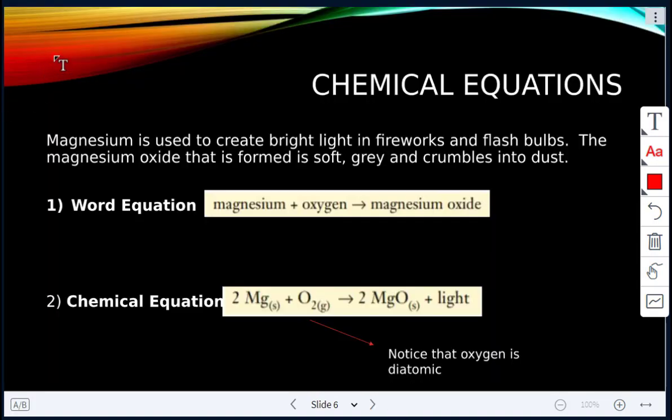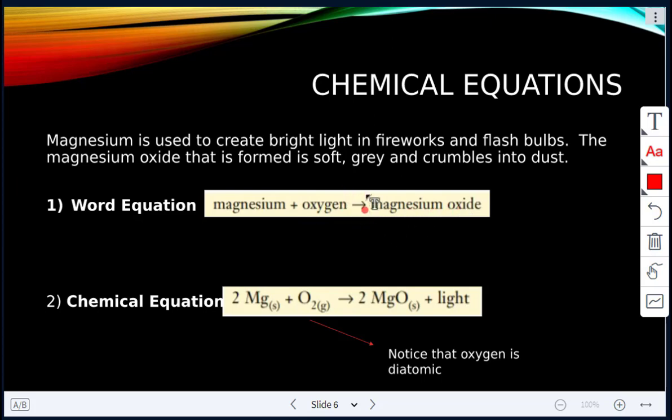Now we're going to look at chemical equations. In this example, we're looking at magnesium and oxygen. Magnesium is used to create bright light in fireworks and in flash bulbs. The magnesium oxide that is formed is soft, gray, and crumbles into dust. The word equation, written in words, is magnesium plus oxygen produces magnesium oxide.